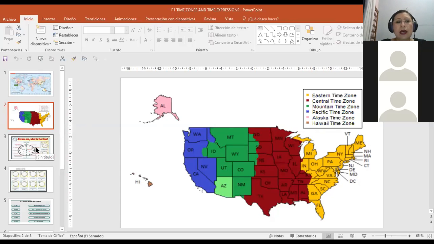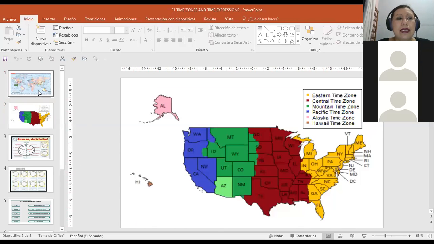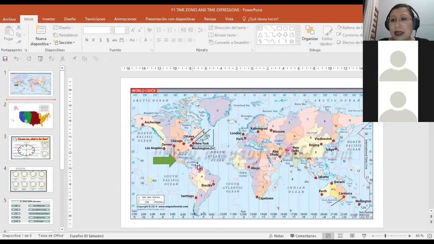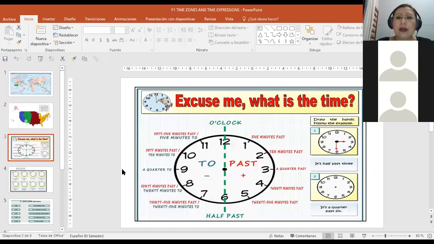Les decía que vamos a hablar acerca de las zonas horarias, ¿verdad? Hay diferentes tiempos y horas alrededor del mundo y eso se demuestra acá en la parte de abajo en cuanto a las horas de más o de menos que tenemos en relación a una región. Les decía que en Centroamérica no percibimos esto porque tenemos los mismos horarios, es una región pequeña, pero en Estados Unidos sí es más visible, porque es un país enorme, entonces tenemos diferentes zonas horarias, ¿verdad? Tenemos el Eastern Time, Central Time, Mountain Time Zone, Pacific, Alaska, and Hawaiian. So, that's the introduction for the topic.